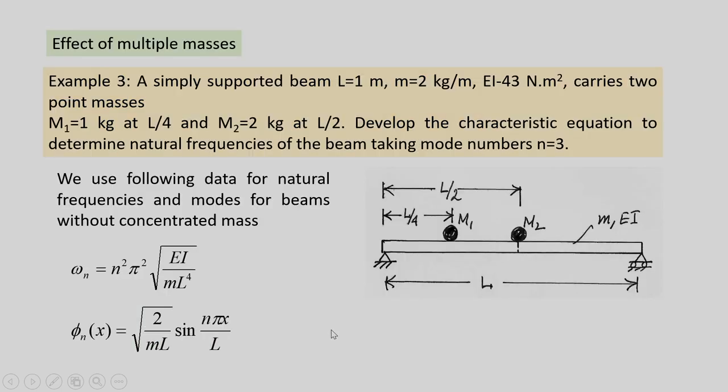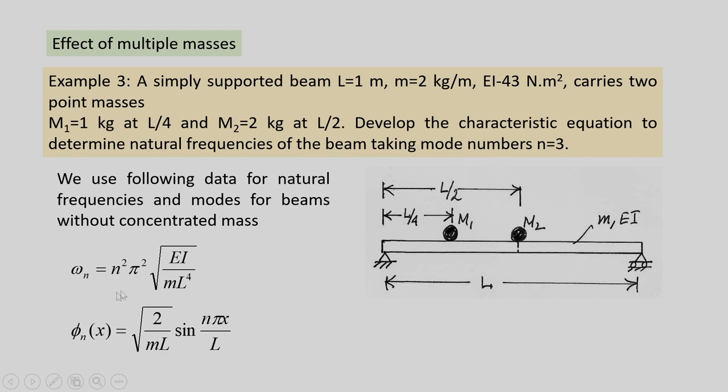Let us consider the effect of multiple masses. In a simply supported beam, L is equal to 1 meter and mass per unit length is 2 kg per meter. EI is 43 Newton meter square. We have placed two masses, one at L by 4 and another at L by 2. So let us develop the characteristic equation.